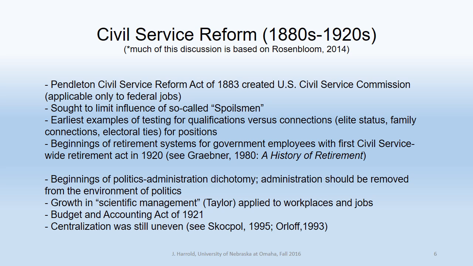Well, in 1883, a very important law was passed called the Civil Service Reform Act, the Pendleton Act, it's also known as. And this created in 1883 the first U.S. Civil Service Commission. Again, this is applicable only to federal jobs. But what this law was trying to do was limit the influence of these so-called spoilsmen, people who gained jobs or sought jobs simply because of their political connections to elected officials, specifically the president. And so instead of getting a job because of connections, this law carried with it the idea that you should have qualifications for the job, that you should pass some kind of test to see if you're qualified for the job.